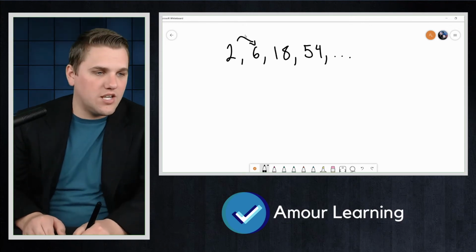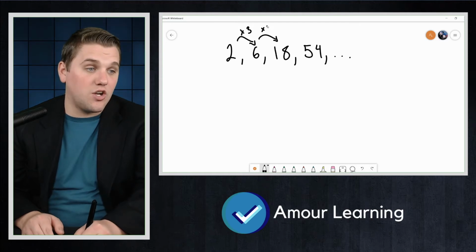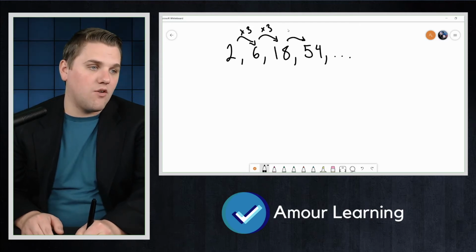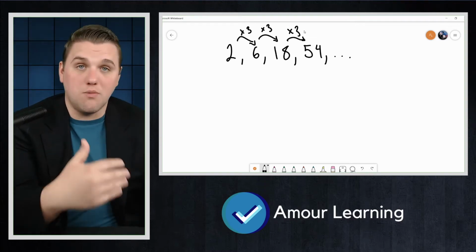So in this case, the ratio is 3. And in this case, the ratio is also 3. And here the ratio is also 3. We call such sequences geometric.